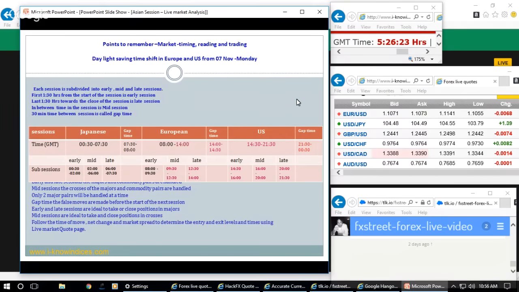And these are all the new market timings from now till March 2017.